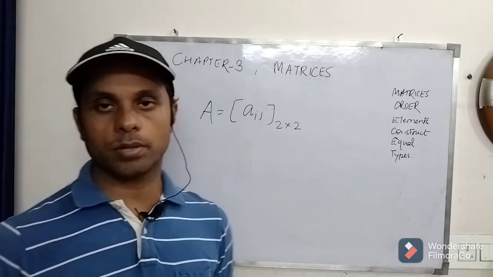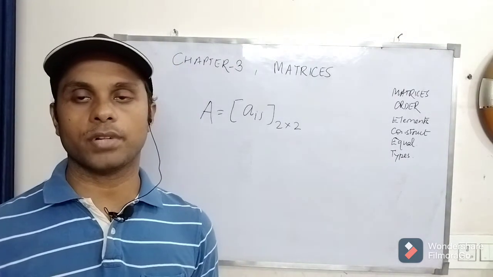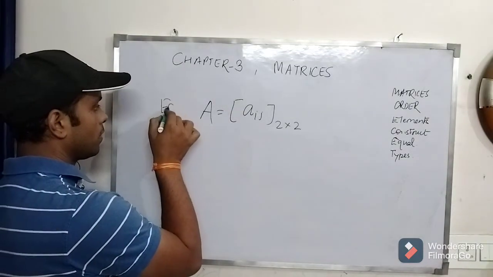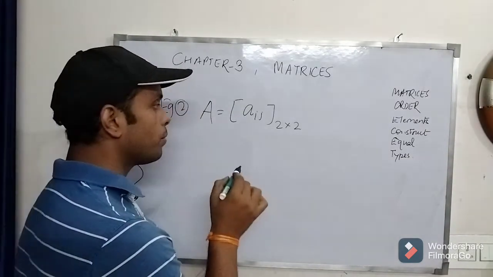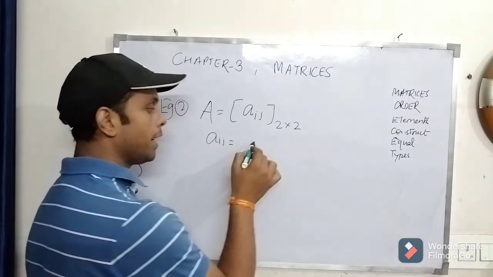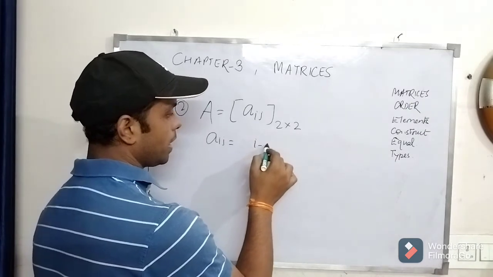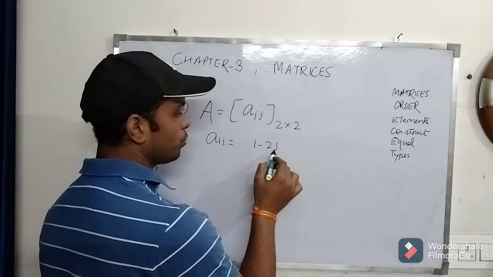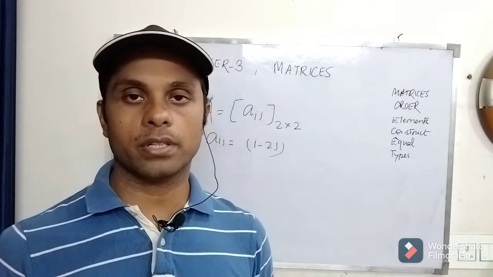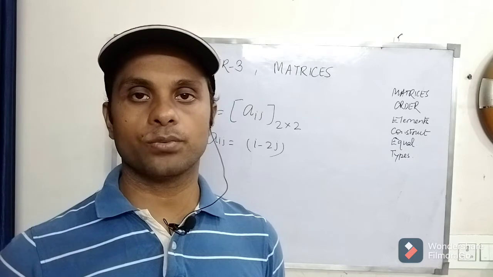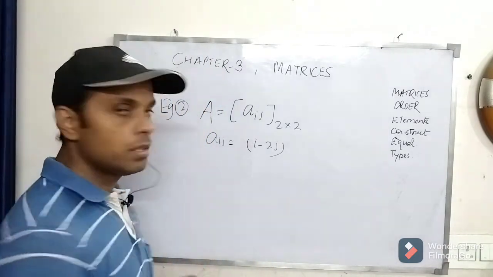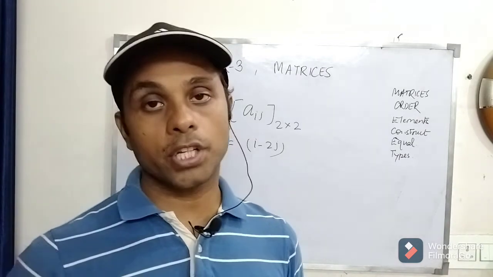Suppose this time someone asks you to find a matrix of order 1 by 3, and the definition of the element is given something like this: i minus 2j. What is the order of the required matrix? Order of the matrix is 1 by 3. We have to construct a matrix of order 1 by 3. That means there should be 1 row and 3 columns.